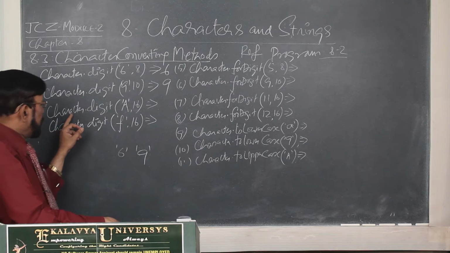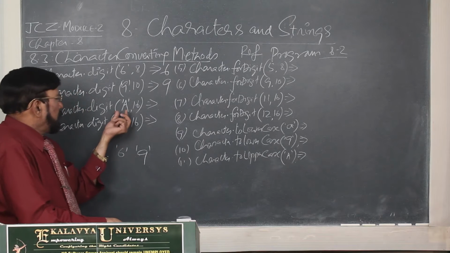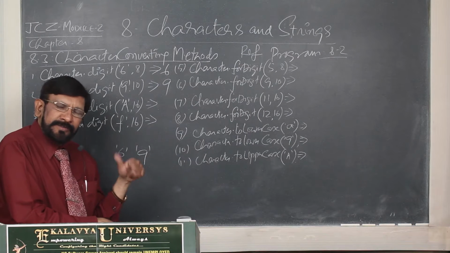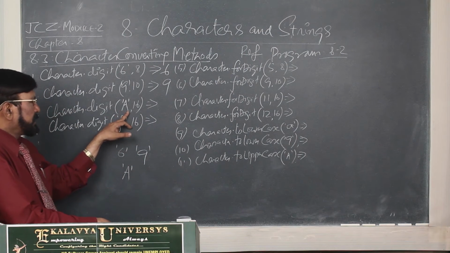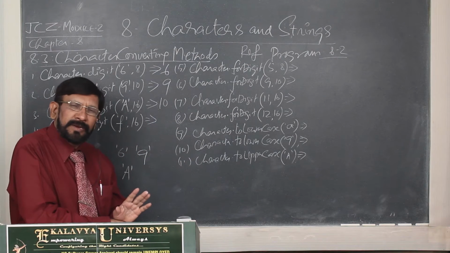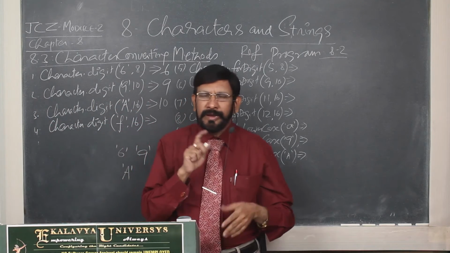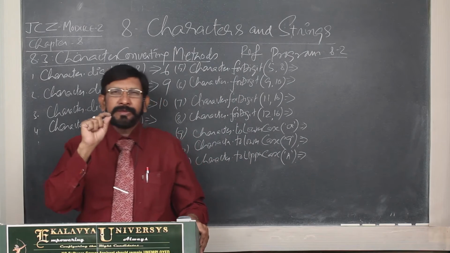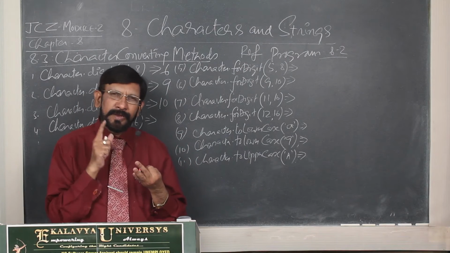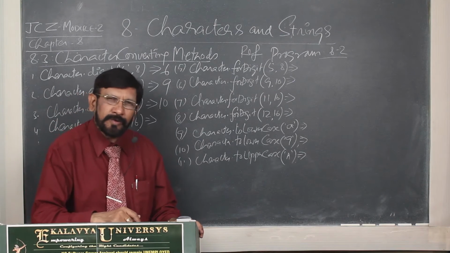And Character.digit('A', 16), where 16 means hexadecimal. What is the value of the character A? A, either uppercase or lowercase, is equivalent to 10. And you must remember that in hexadecimal, 0 to 9 are there. Thereafter 10 to 15 are represented by A through F. 10 is represented by A, 11 is represented by B, like that. 15 is represented by F. That point you have to remember.